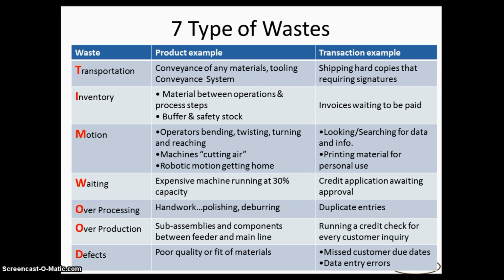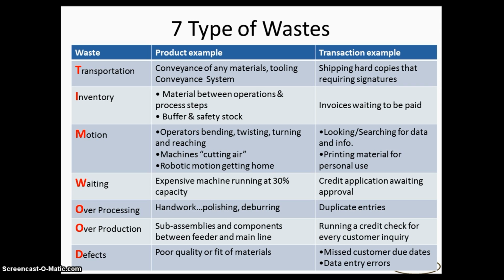Overprocessing, where we add more value to the product than required, right? The market doesn't demand it, but we are just adding some value. So this is called overprocessing. Duplicate entries are such examples.